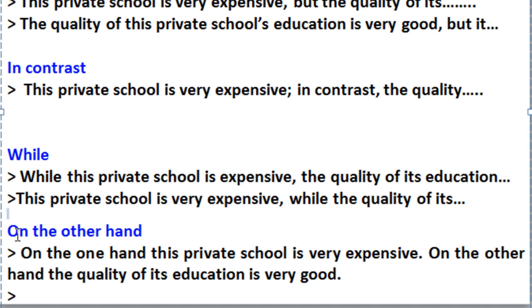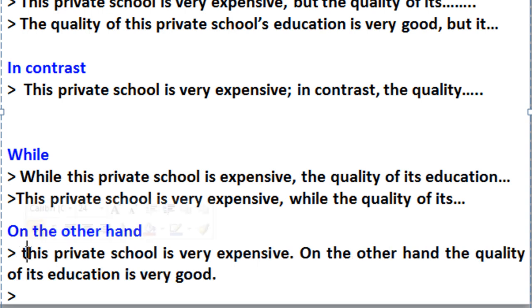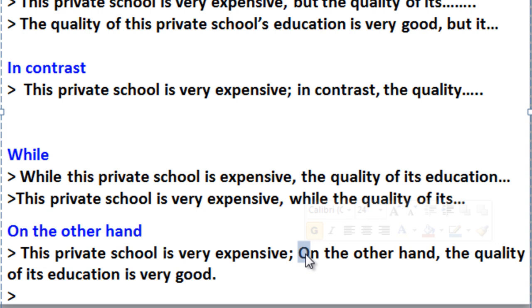Another way is putting on the other hand in the middle of the sentence. So we should drop on the one hand, and we put on the other hand in the middle between either a full stop and a comma like this, or between a semicolon and a comma, and the o should be small.